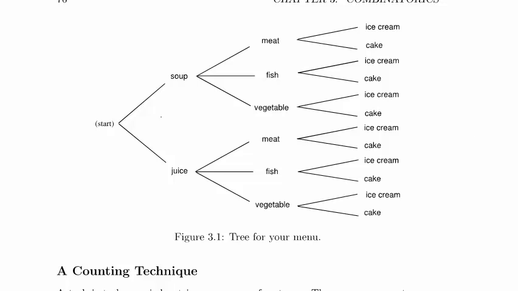We can form a tree diagram for these various scenarios. So for instance here, if we have a choice of soup or juice to start off the meal, and then for our main course, meat, fish, or vegetable, we have that choice for both soup or juice, and then for each of those main dish options, we can choose for our dessert either ice cream or cake. And so we're going to count the total number of leaves on this tree diagram, so those final branches that we end up at.